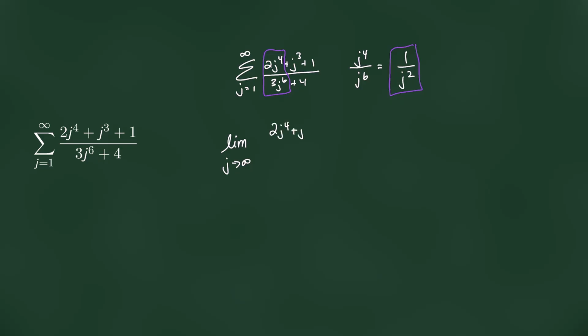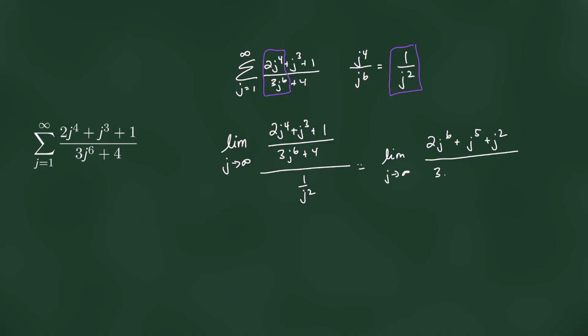2j to the 4th plus j cubed plus 1 over 3j to the 6th plus 4, over 1 over j squared. Now, of course, we know that when we divide by 1 over j squared, we're going to multiply by its reciprocal, and that's going to give us 2j to the 6th plus j to the 5th plus j squared all over 3j to the 6th plus 4.